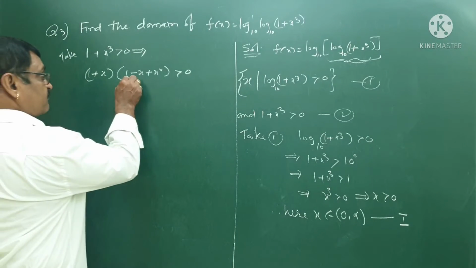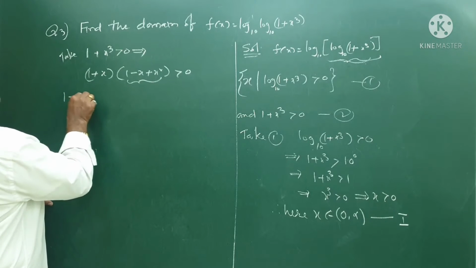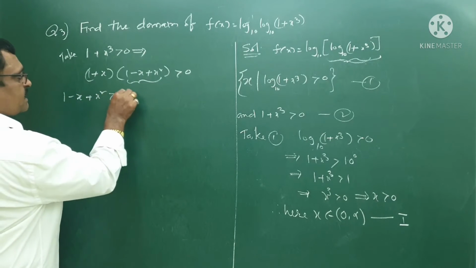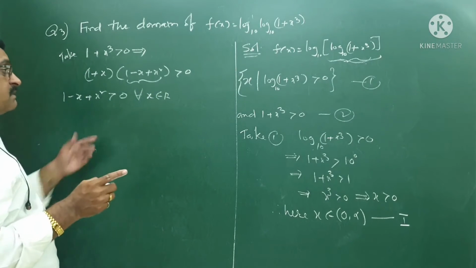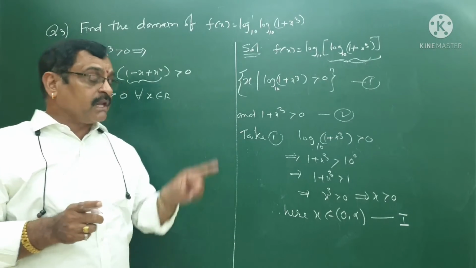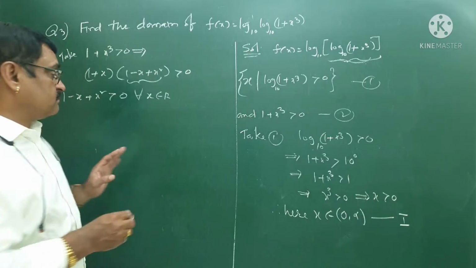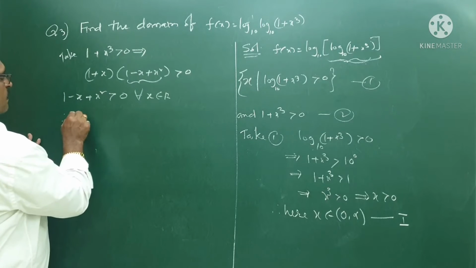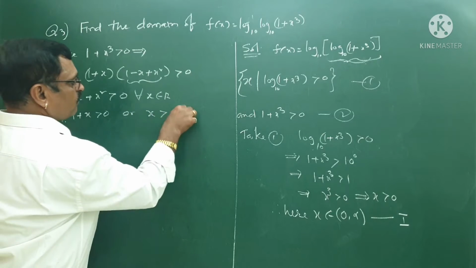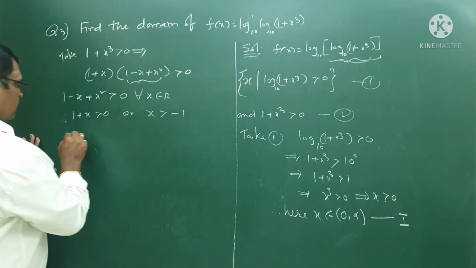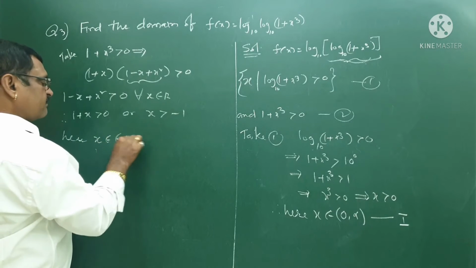Now if you observe carefully, this 1 minus x plus x squared is greater than 0 for all x belongs to R. Why? Because it is a quadratic expression, its discriminant is less than 0 and the x squared coefficient is positive. Therefore, definitely my 1 plus x must be more than 0, or x must be more than minus 1. So here I got x belongs to (minus 1, infinity).